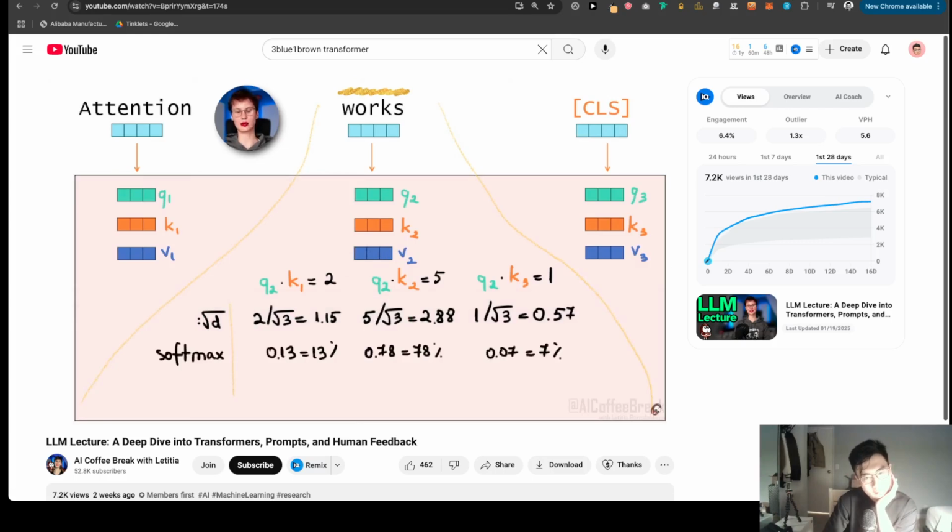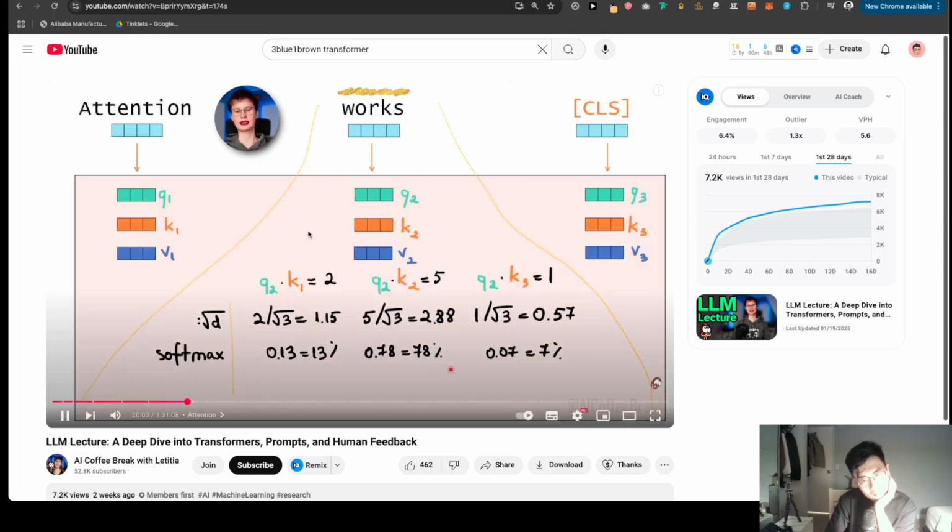And then the important thing happens: it's a nonlinear function that we apply here, namely the softmax. The softmax will take care of producing values between 0 and 1 from all these values, and also values that sum up to 1. So you can also interpret them as percentages. It means basically that here we have a 13% attention score, here we have a 78% attention score, and so on.